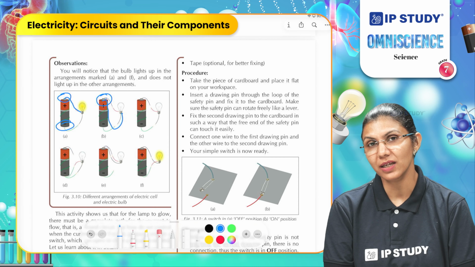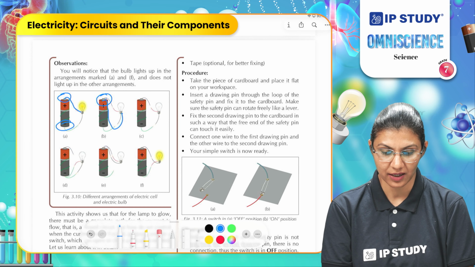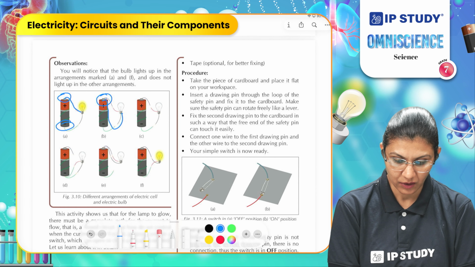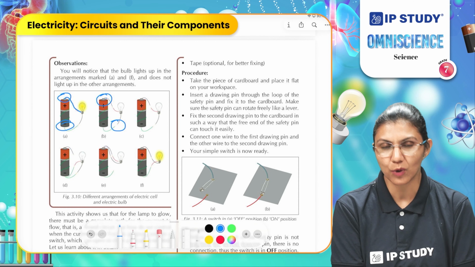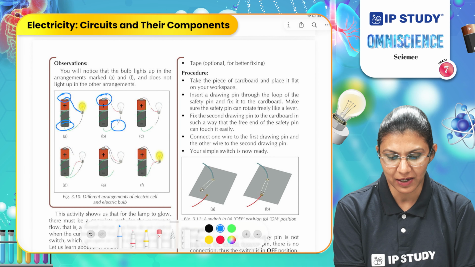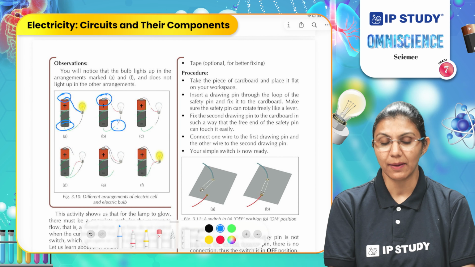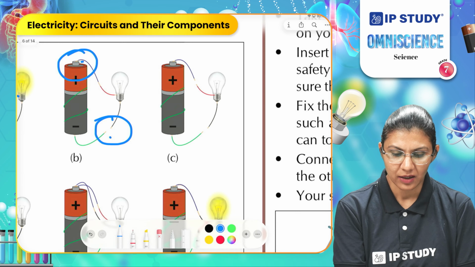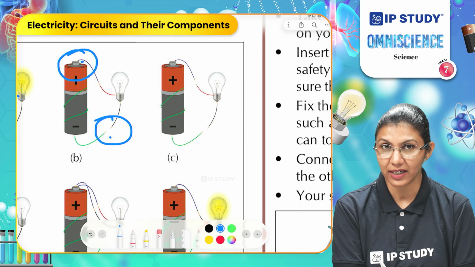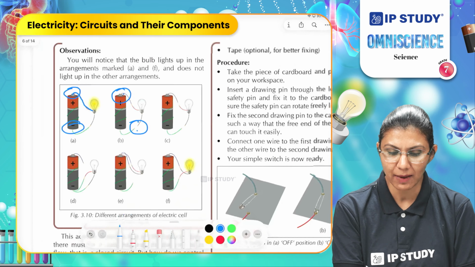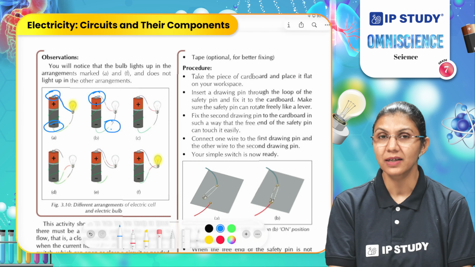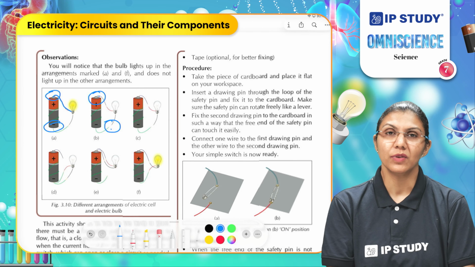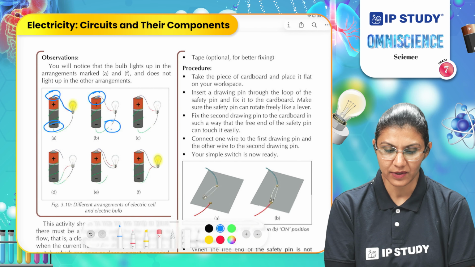In that case only, the current will flow through the circuit. Or what if the connection is broken? It is not completed, like here. So what will happen? Here you can see both the ends of the wires are not connected properly. So there is a gap between the wires, and the connection is not completed. In this case also, the current will not flow through the circuit.